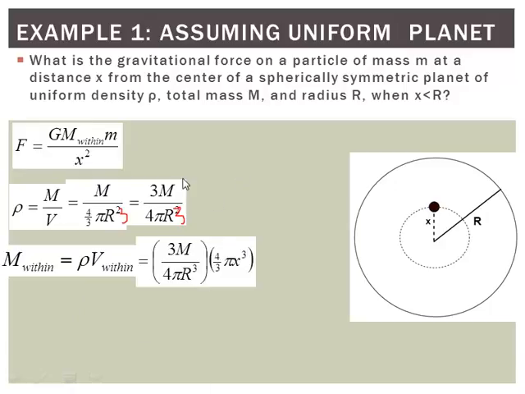The density is what we got from right here, 3M over 4πR cubed. And then the volume inside this sphere is just 4 over 3 πx cubed. So in this case, the radius inside the sphere is x. So m within is this whole thing, so we can just go ahead and plug that in right there.